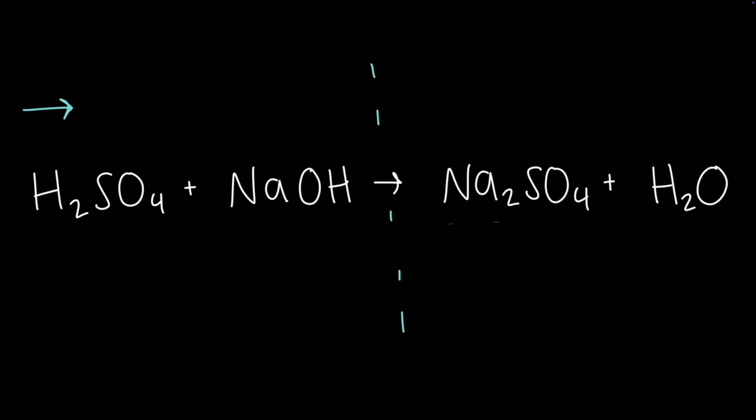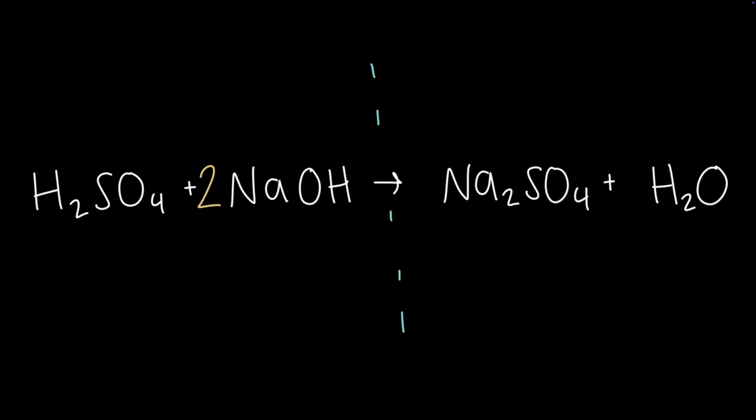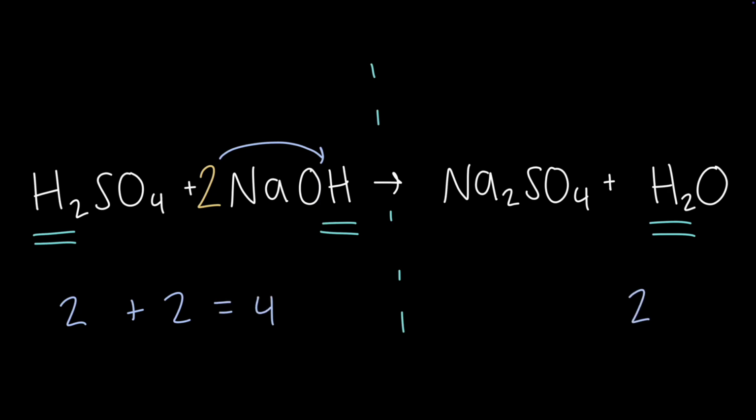Now I underline the next element, sodium. Sodium appears once on each side, but on the product side, Na₂SO₄ has 2 Na, while NaOH has 1 Na on the reactant side. To match, I will put a 2 in front of NaOH. Sodium is now balanced. I will return to hydrogen. On the left, I now have 2 H's from H₂SO₄ and 2 H's from the 2 NaOH, for a total of 4 hydrogens. On the right, hydrogen is only in water, so I will put a 2 in front of H₂O to make 4 H's on the product side.